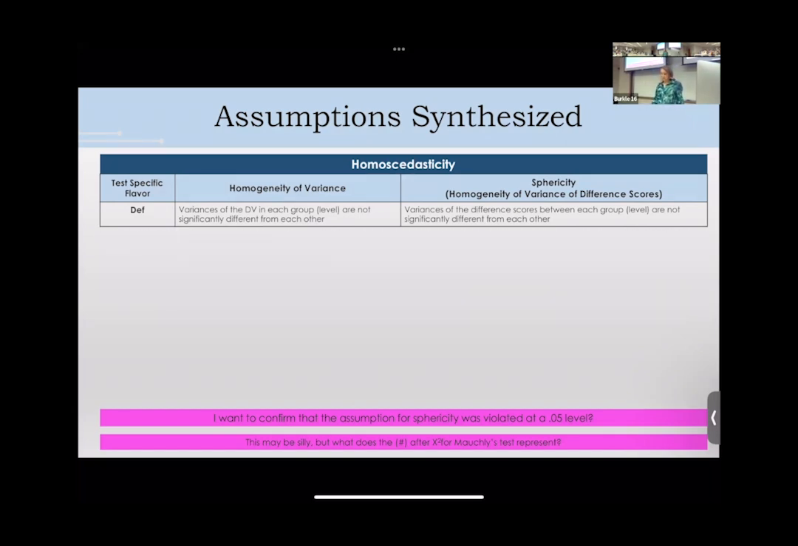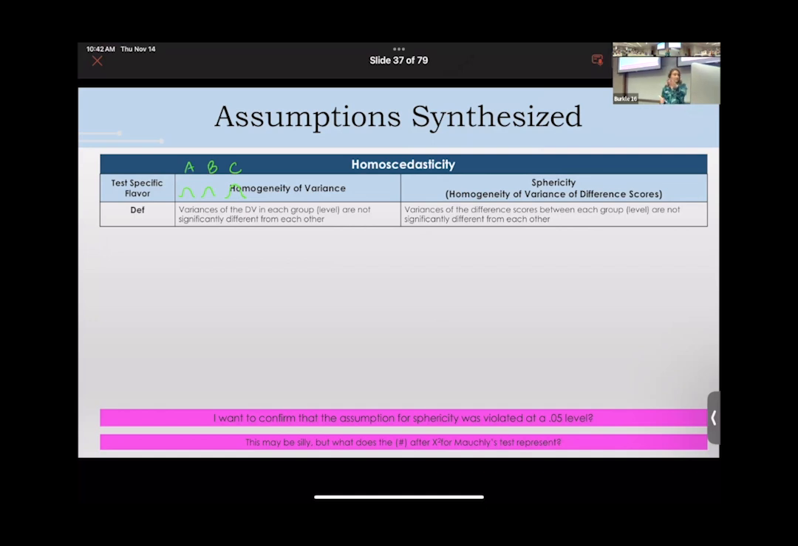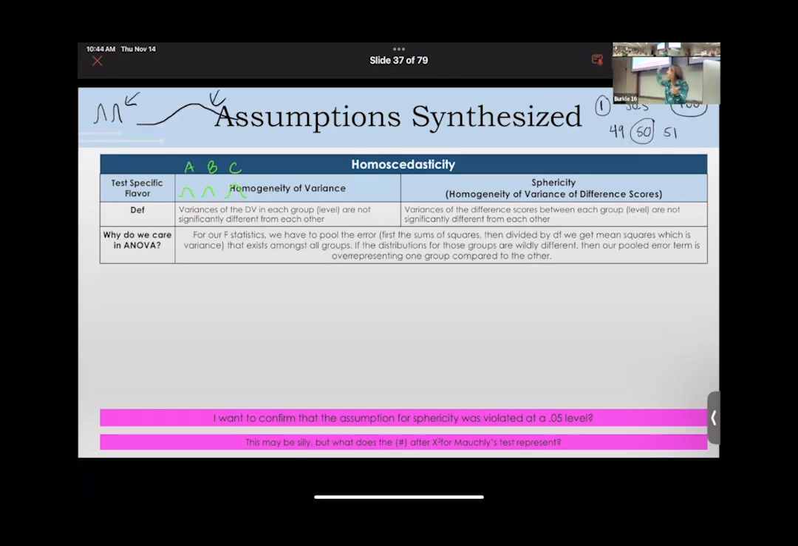Why do we care, ANOVA? We pool them. Remember, we have the sums of squares for A, the sums of squares for B, the sums of squares for C. We put them all together and that's our sums of squares error. But the concept is, I think, more easily explained with this idea of anytime you're averaging things that are wildly different, you're going to get something that is not representative of either of those. Here, we're just averaging variances.